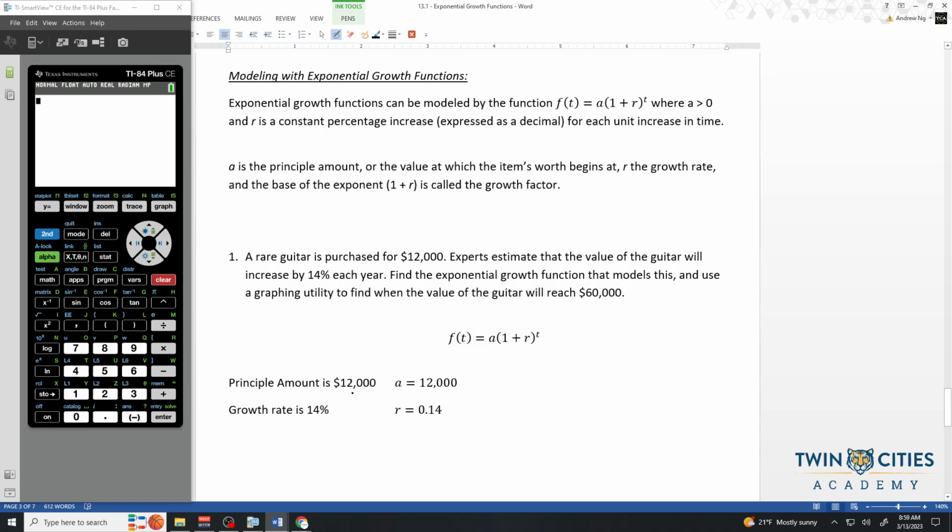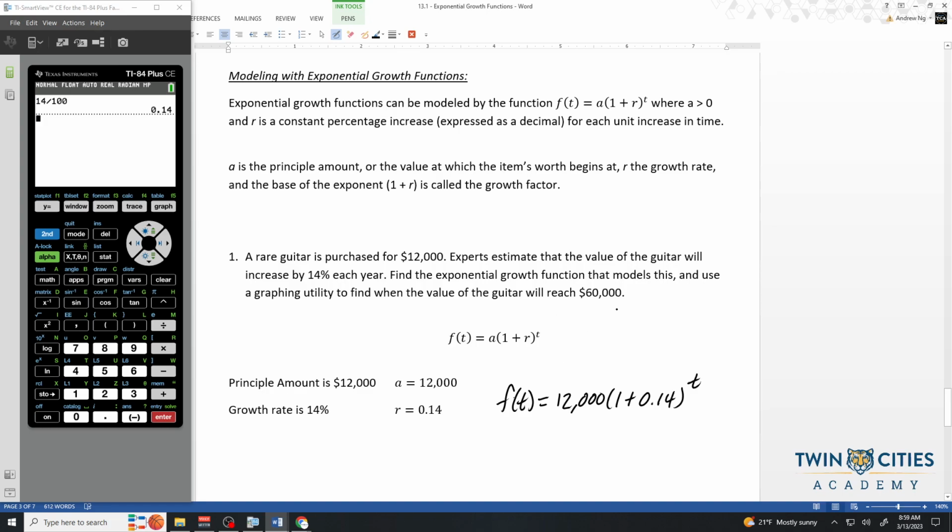Okay, so f of t equals a times 1 plus r to the t. The principal amount, what I bought it at, is $12,000. The growth rate is 14%, so what I need to do is 14 divided by 100, because it's 14 out of 100%. And I see that r is going to be 0.14. So when I put this together, I will get f of t equals 12,000 times 1 plus 0.14 to the t.